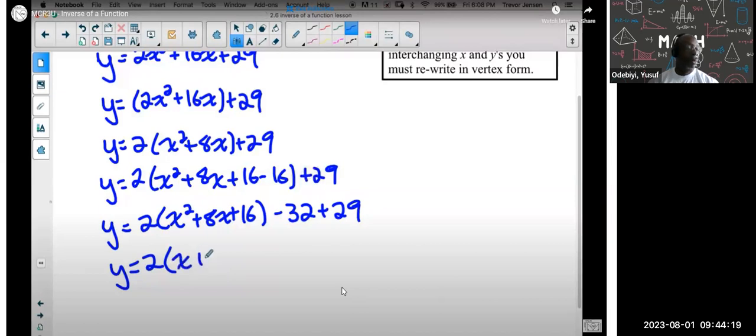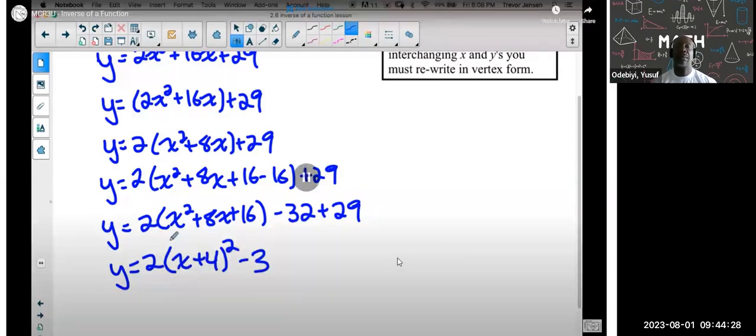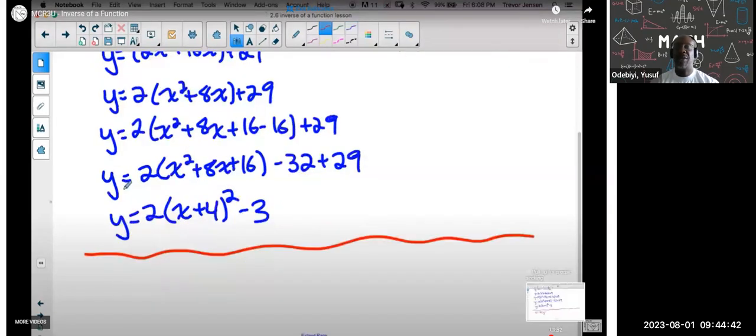x plus 4 times x plus 4, which is x plus 4 squared. Negative 32 plus 29 is negative 3. Here's our quadratic. Okay, so now that is in vertex form, right? So now you're going to have to convert this into the inverse, okay? So how do you do that? He's going to go through that right here, right? Wherever x was, you replace it with y. So now y is inside the bracket, you can see.